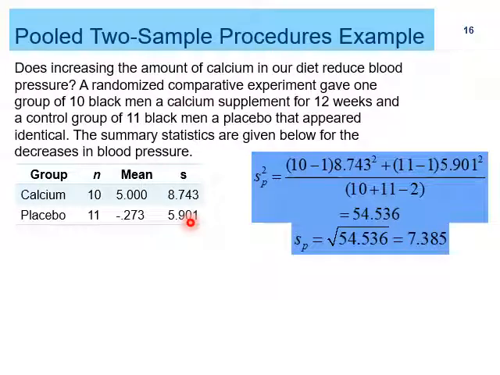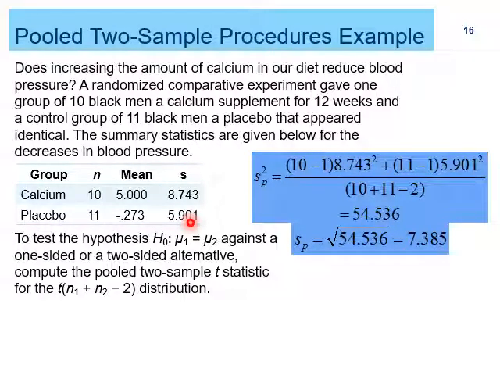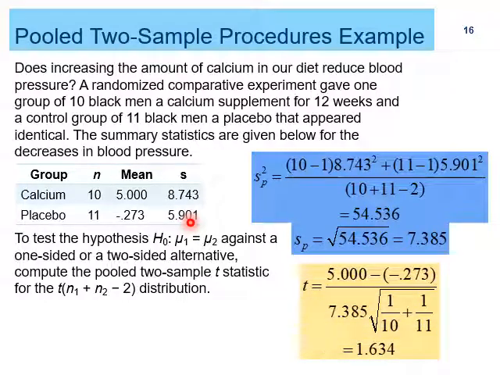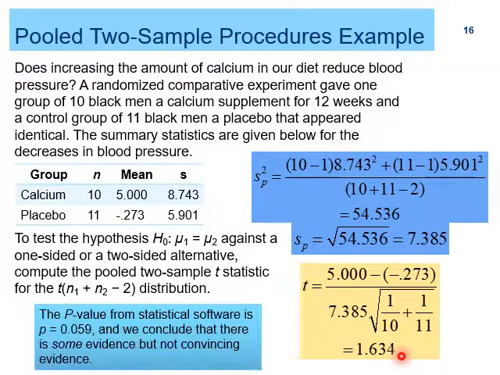So now we will put all the values in the formula and we get 7.385. To test the hypothesis against a one-sided or two-sided alternative, we compute the pooled two sample t statistic, and now we have all the values. The t value we got is 1.634, and the p value from statistical software is 0.059, and we conclude that there is some evidence but not convincing evidence.